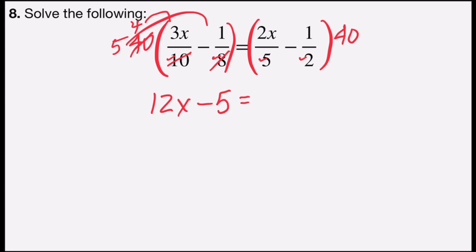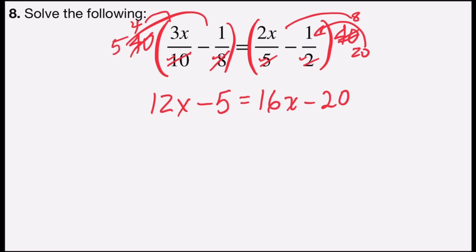On the right side, I'm going to follow a similar process. 5 divides into 40 8 times. 8 times the numerator, 2x, is 16x. Minus 2 divides into 40 20 times. And 20 times the numerator of 1. 20 times 1 is 20. The left side and right side are both in simplest form.